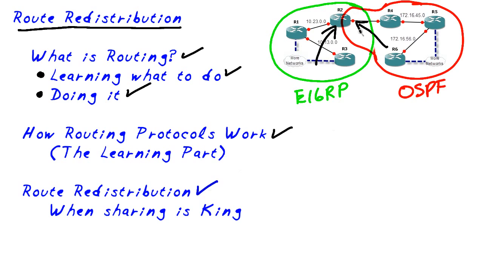And what we're going to train R2 to do is share. What do you mean, Keith, share? We're going to tell R2, take all the routes you learned via EIGRP and advertise them or put them into OSPF. It goes something like this. And all the routes you've learned, Mr. R2, from OSPF, go ahead and advertise into EIGRP. So R2 is like the translator who's sharing all of the routes in both directions between both of these routing protocols. And that, my friends, is what they call mutual redistribution, when sharing is king.